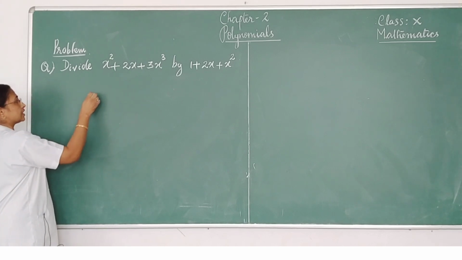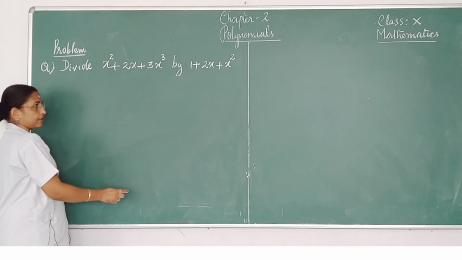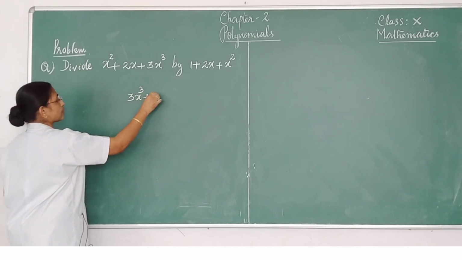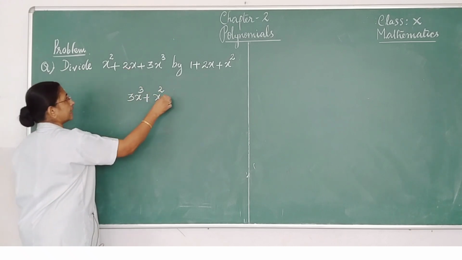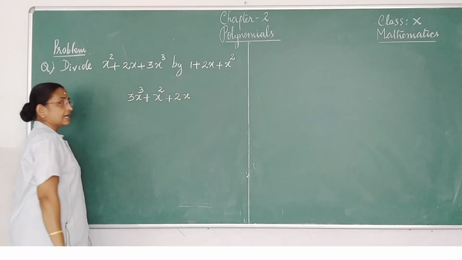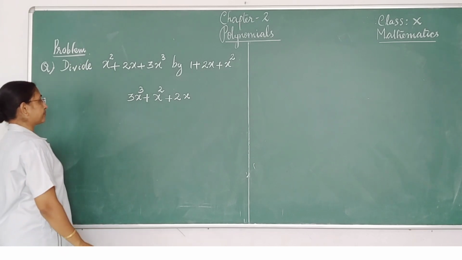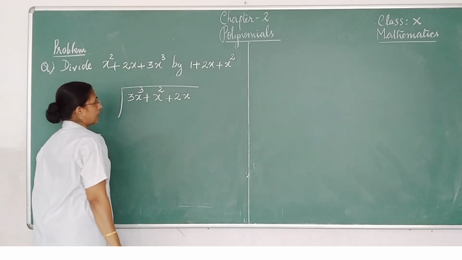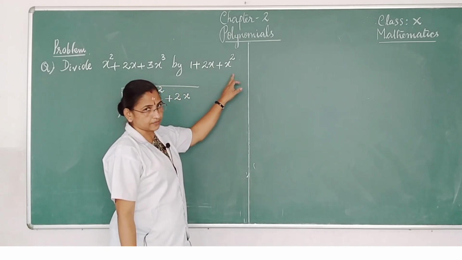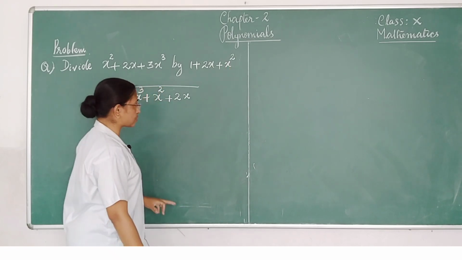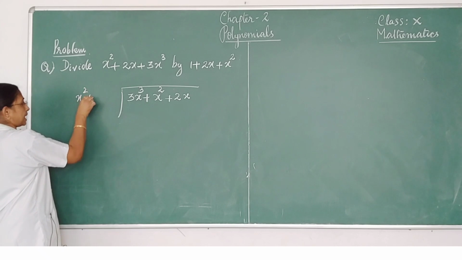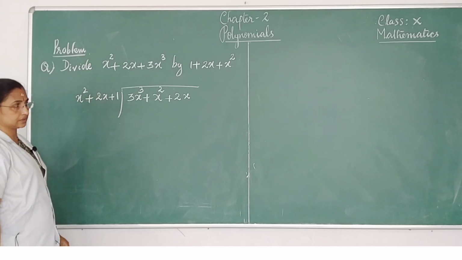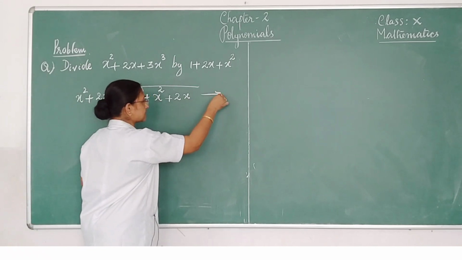So I am going to write the dividend polynomial as x cube term first, plus x square term second, then the 2x term third, writing the polynomial in the standard form. This I need to divide with the divisor polynomial, which is also not in the standard form. Write the highest power x square first, plus the second term 2x, plus the third term 1.